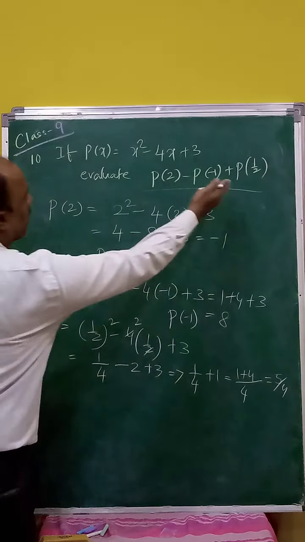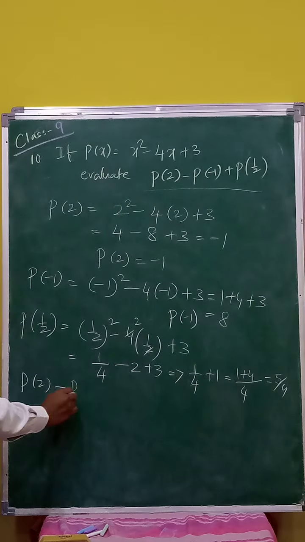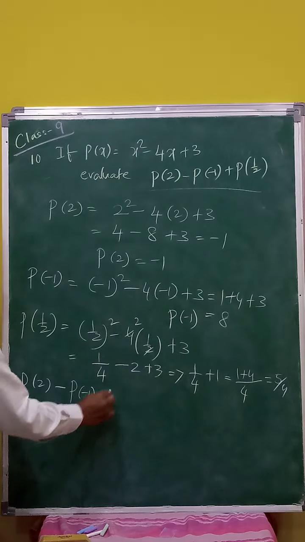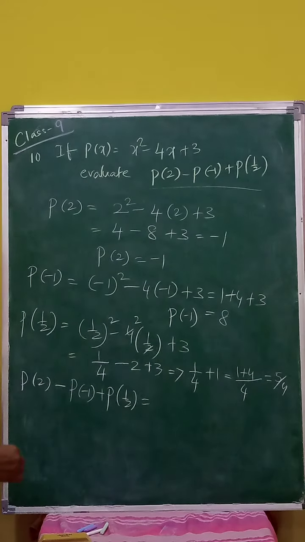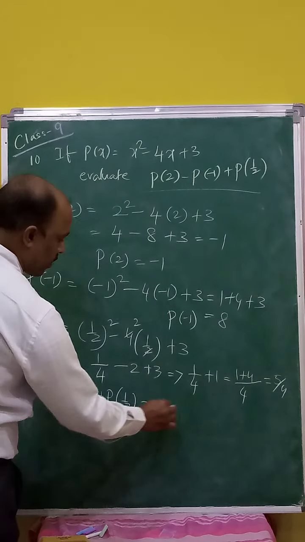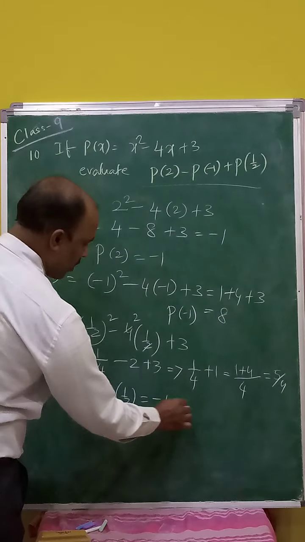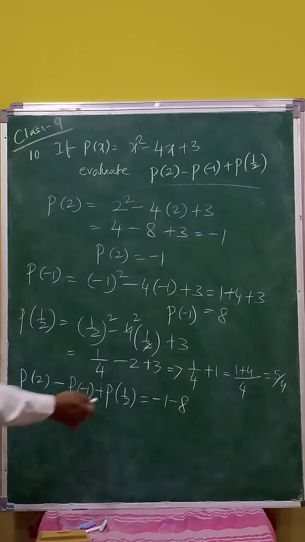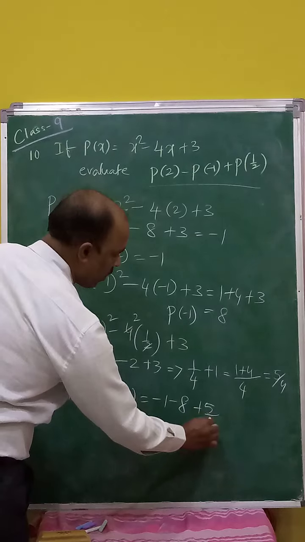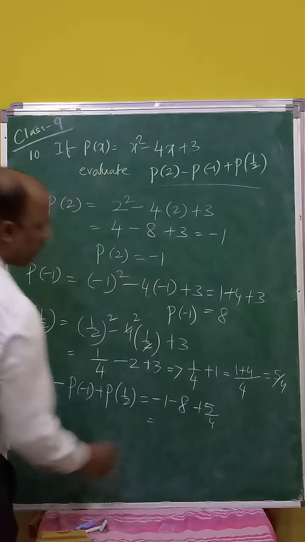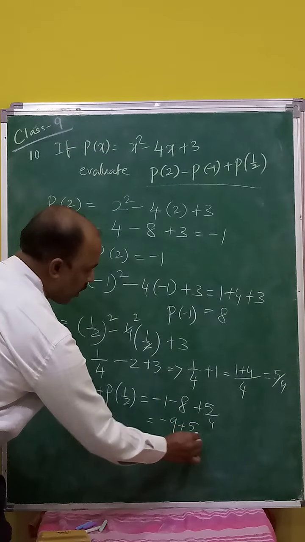Now write all together in this. P of 2 minus P of minus 1 plus P of 1 by 2. Apply all together now. What is the P of 2 value we got here? Minus 1. Then P of minus 1 is what here? Minus 8. And plus P of 1 by 2 value? 5 by 4. Now minus 1 minus 8, that is minus 9 plus 5 by 4.